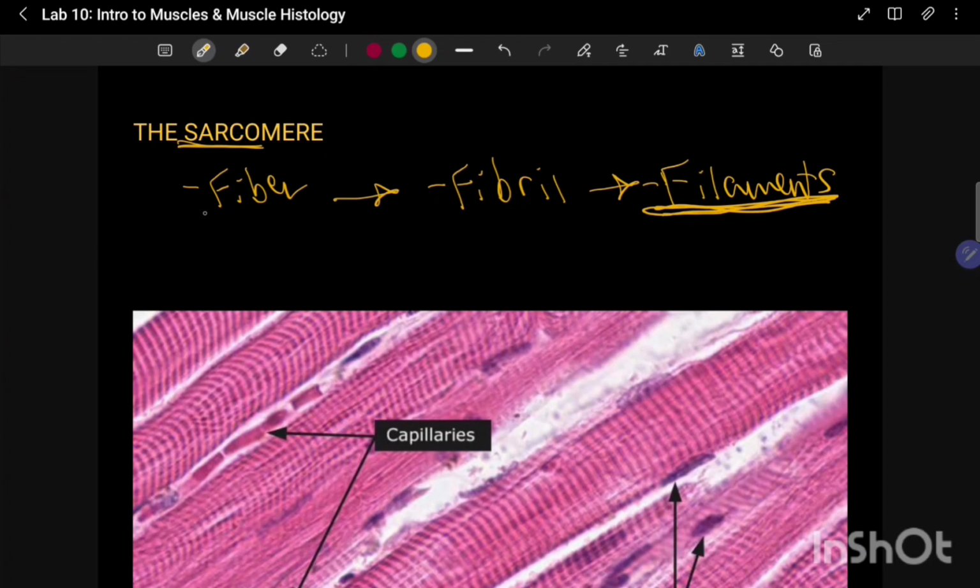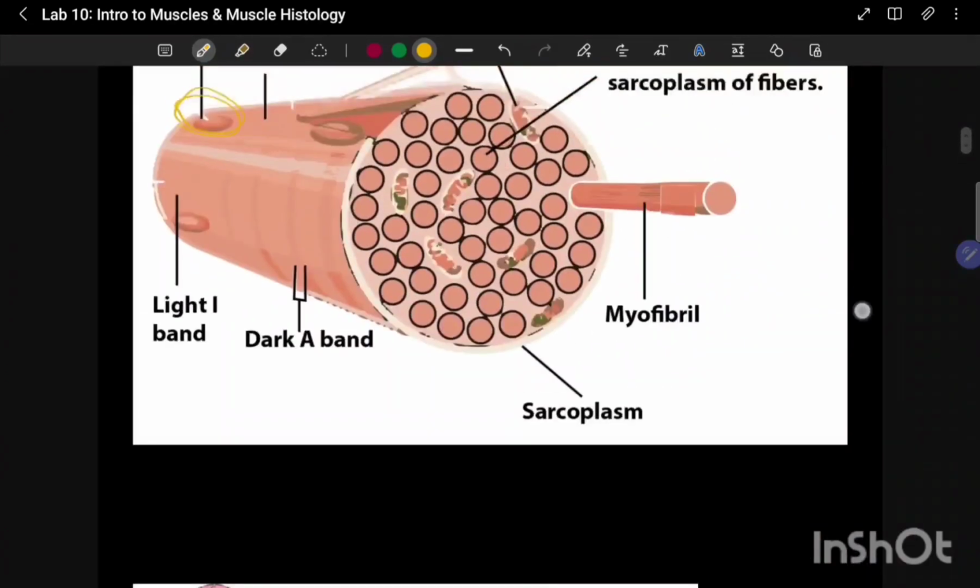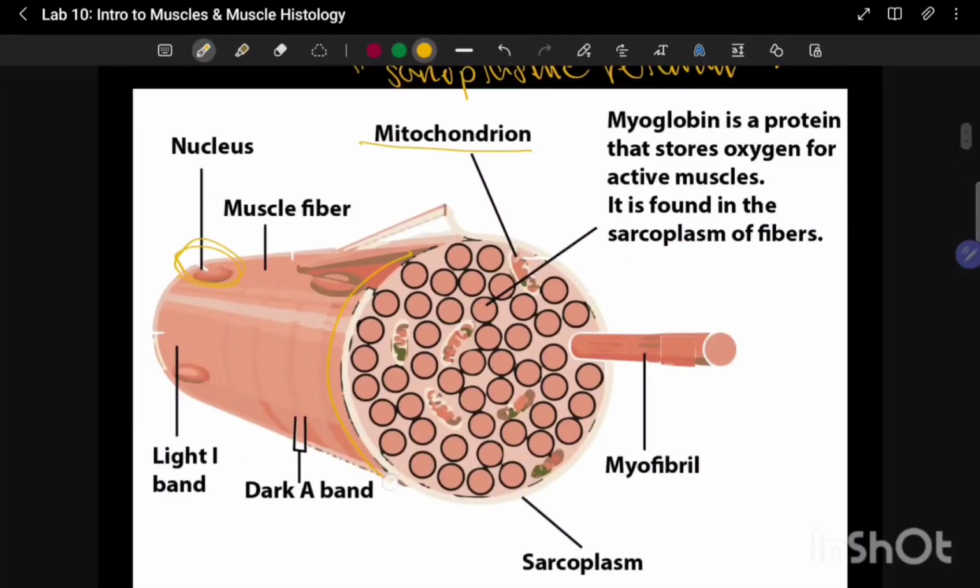So, as discussed, muscle fiber is going to be our cell. Fibrils are basically little rods made of filaments that make up our muscle cell. So this is hard to visualize. Let's see if our image up here does a good job. So again, this overall unit is our muscle fiber. Each of these rods you see here is going to be a myofibril.